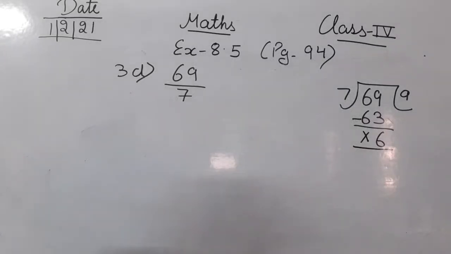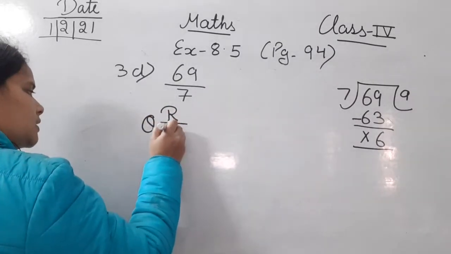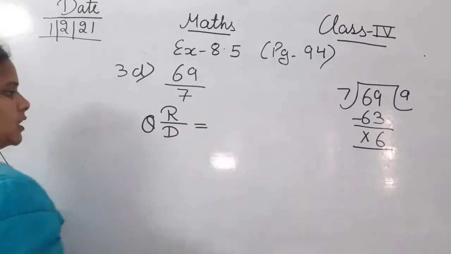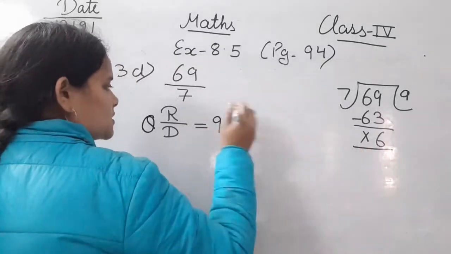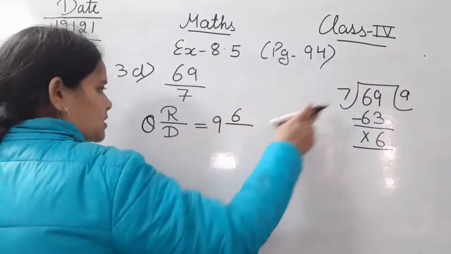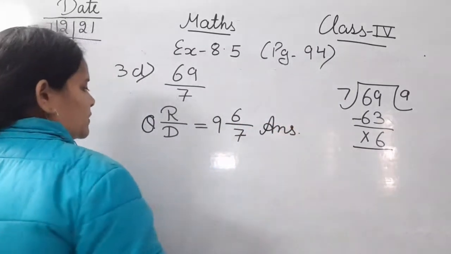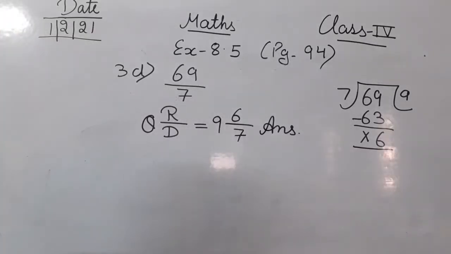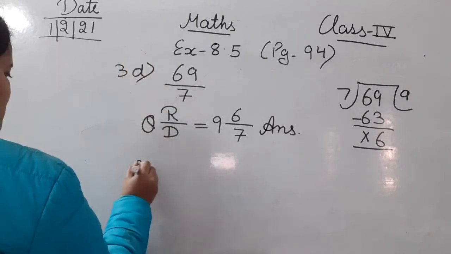So now we can easily write the given fraction into a mixed fraction, again by following the same formula, that is QRD. The quotient is 9, remainder is 6 and the divisor is 7. Or you will say it as 9 is to 6 upon 7. So this was the D part. Moving next to the E part.